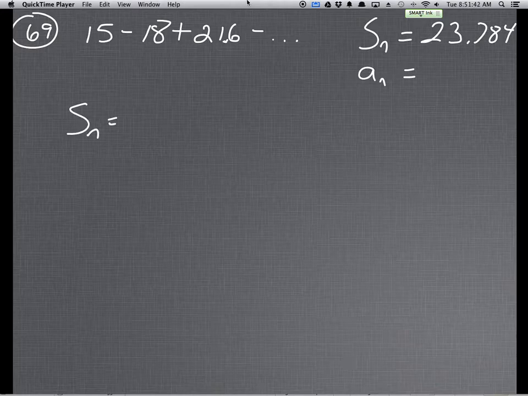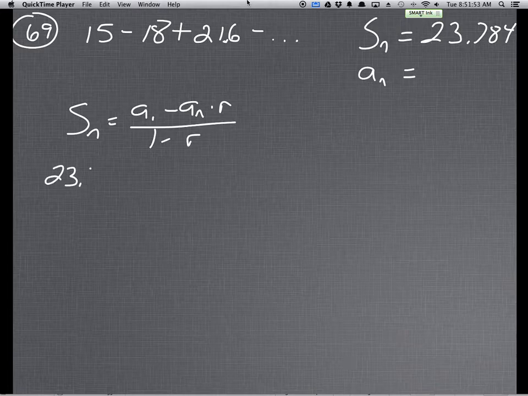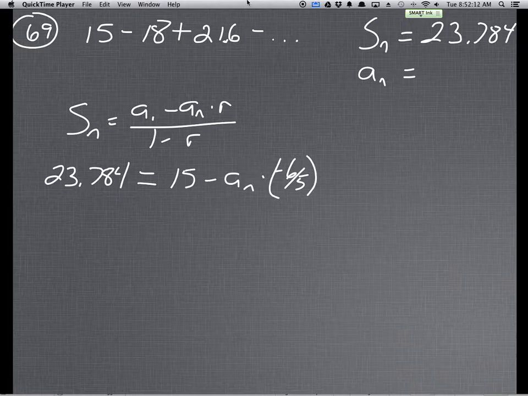So that is a sub 1 minus a sub n times r over 1 minus r. In this case, we can plug in 23.784. What's a sub 1? 15. A sub n is what I'm looking for, and how do I find r? Second divided by the first. What do I end up with there? Negative 1.2.